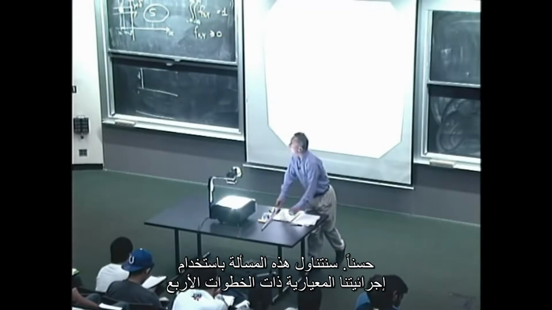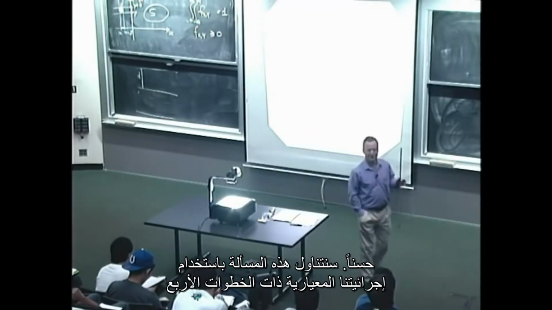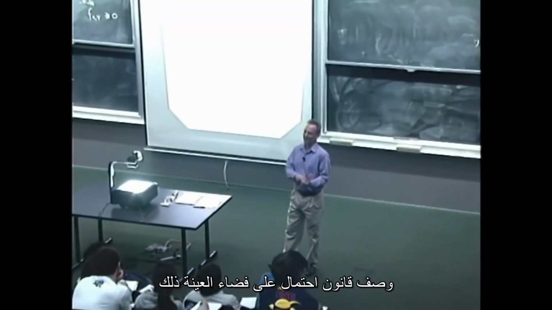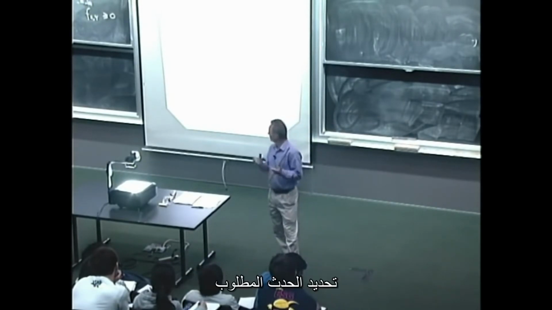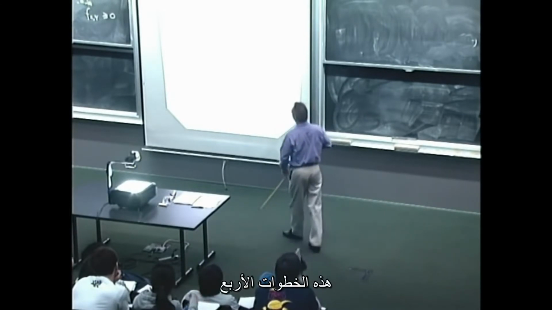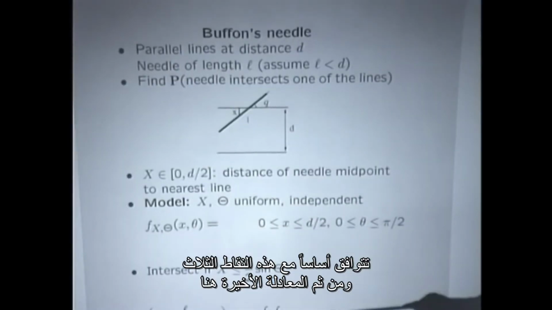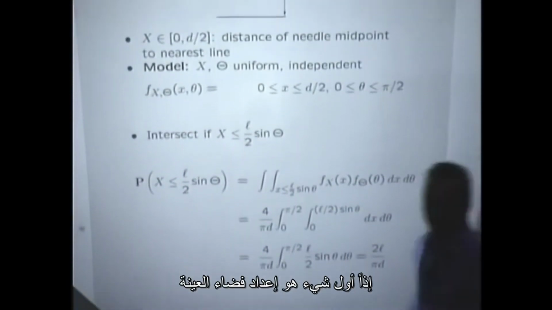Okay, we're going to approach this problem by using our standard 4-step procedure. Set up your sample space, describe a probability law on that sample space, identify the event of interest, and then calculate. These 4 steps basically correspond to these 3 bullets and then the last equation down here. So first thing is to set up a sample space.